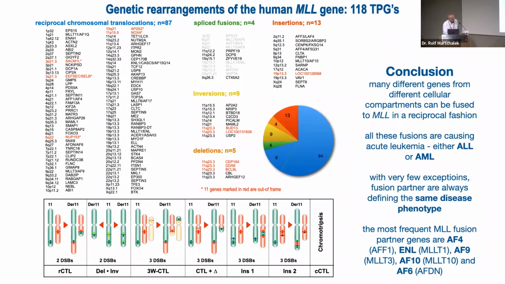What is maybe important for you, when you see that so many different genes can cause cancer, is that you understand that all these genes that you can see here are coming from completely different compartments of our cell. So they are cytosolic proteins, they are nuclear proteins. What is important, they are all causing acute leukemia. And what is also important, in most of these cases, the same fusion partner causes the same disease phenotype. And as I told you before, the most important ones are written here.